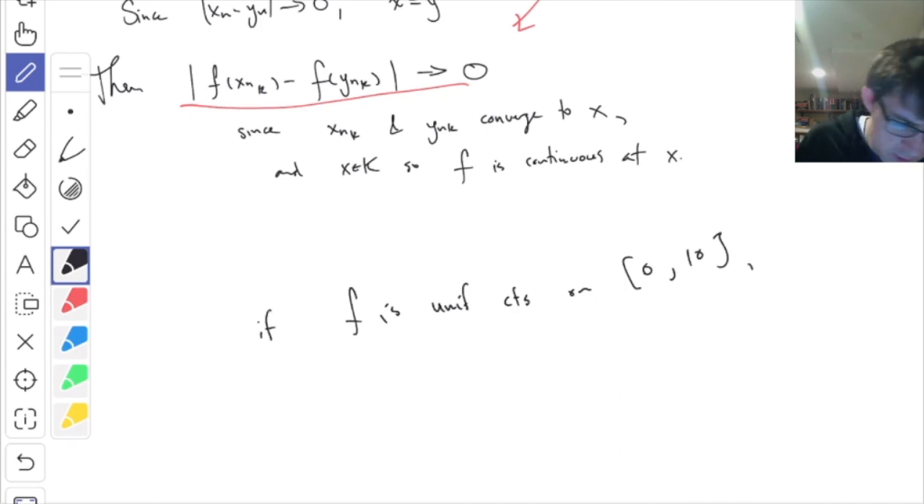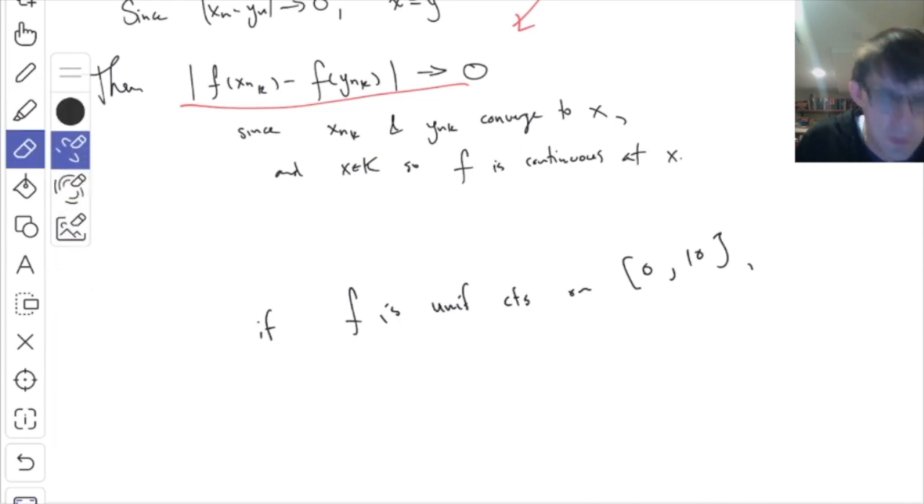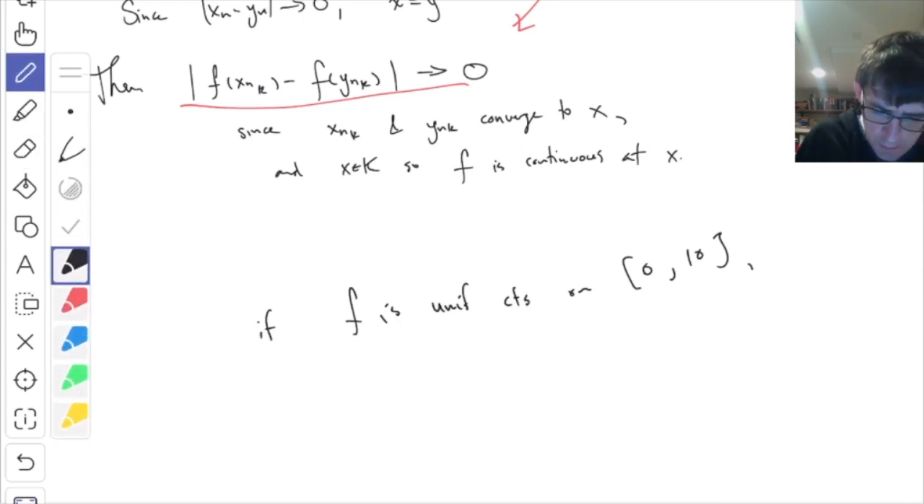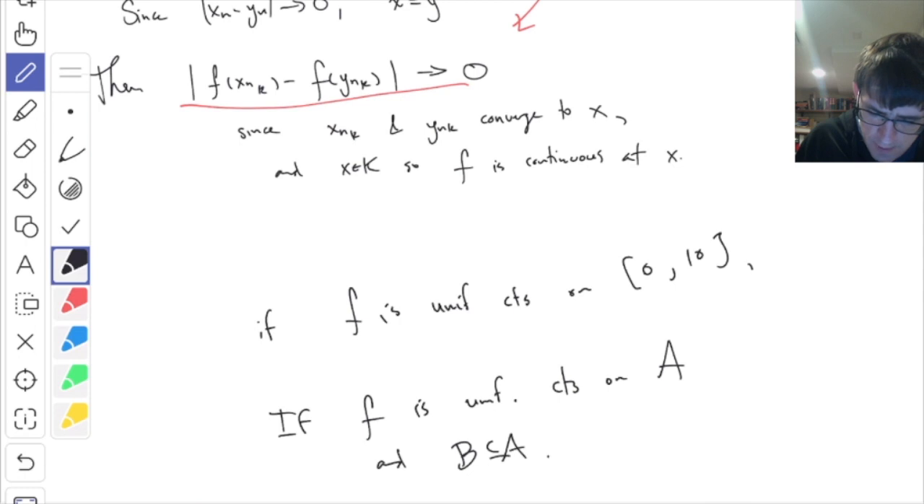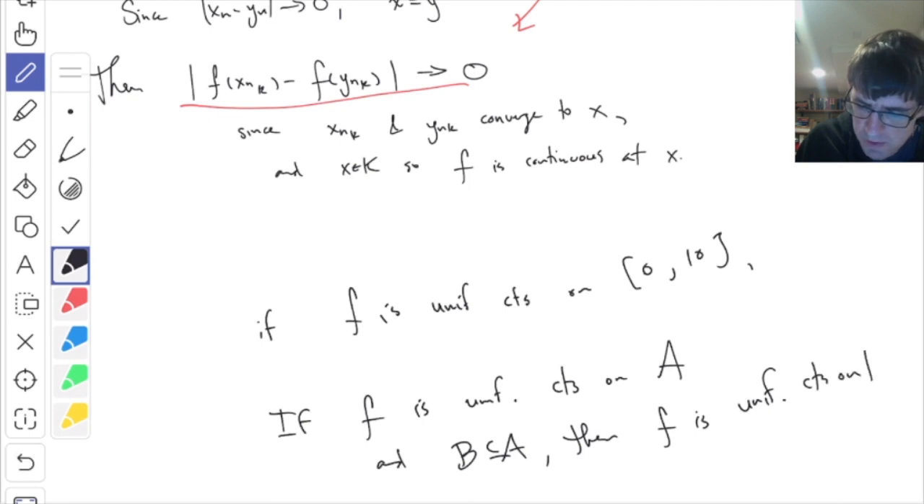Yes. So it is a fact, and this is not hard to see at all from the definition of uniform continuity. If f is uniformly continuous on A and B is a subset of A, then f is uniformly continuous on B. This is a true fact. Is that what you're getting at?